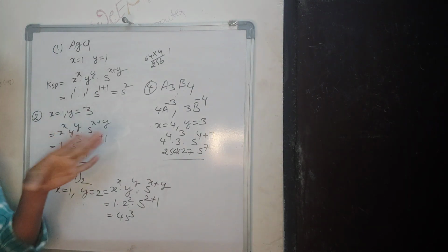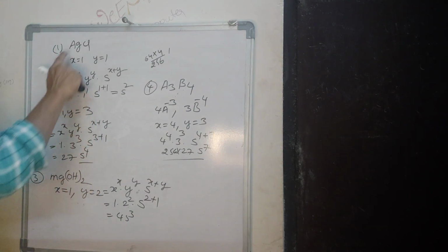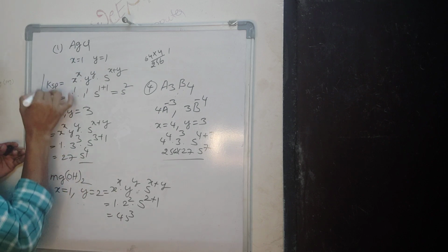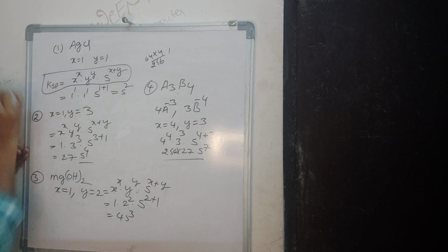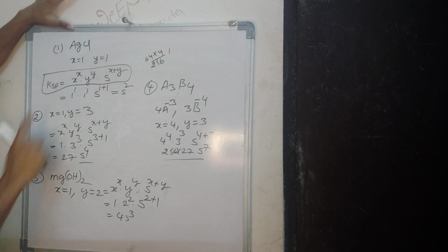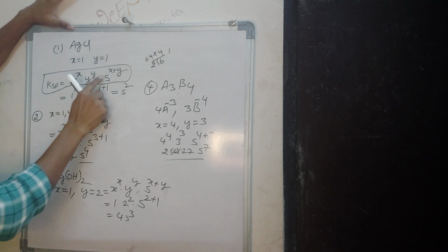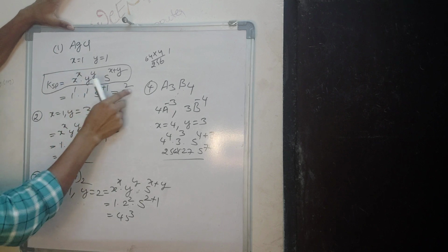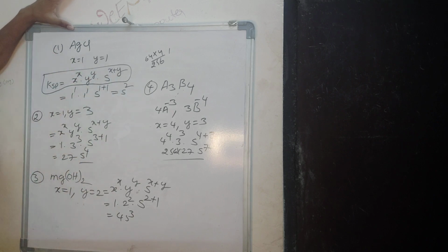Okay guys, so some problems are given. Suppose AgCl is given. You have to remember this formula, always. If AgCl is given, how many Ag are there? x is equal to 1. Cl, how many are there? 1. y is equal to 1. So we have to substitute these values in the formula. 1 power 1, 1 power 1, S power 1 plus 1. How much? S squared will be the Ksp value.